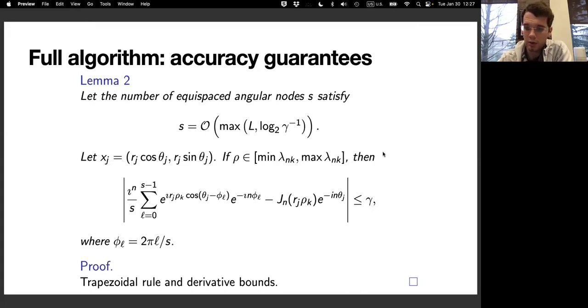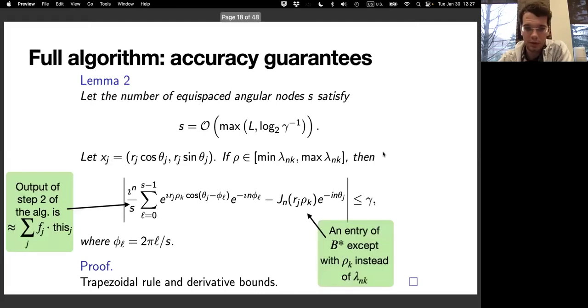So why do we care about this quantity? Well, if we stare at this long enough, we're going to see that the output of the second step of the algorithm is related to this. If we take this thing, multiply it by the image value at pixel j, and just sum it up, that's roughly, not quite, but roughly, going to be the output of step 2.